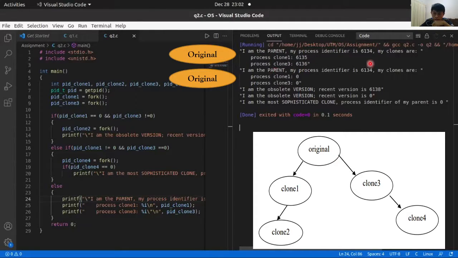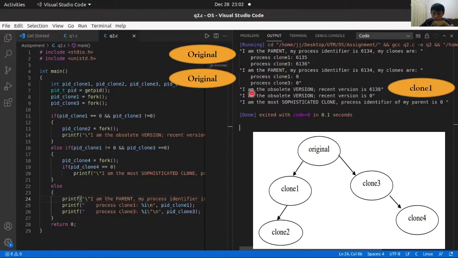For the second type of output, we can get this. At this moment, we know that both clone 1 and clone 3 are 0, but again, we will run the parent process of the original. This is because we will only trigger the further output when clone 1 is running its child process only, or when clone 3 is running its child process only. So both of these outputs are the output of the parent of the original process.